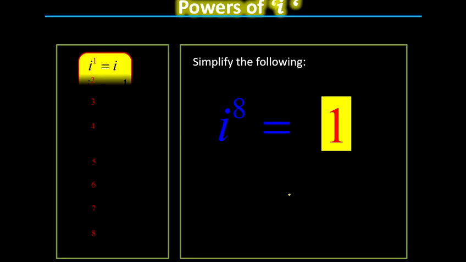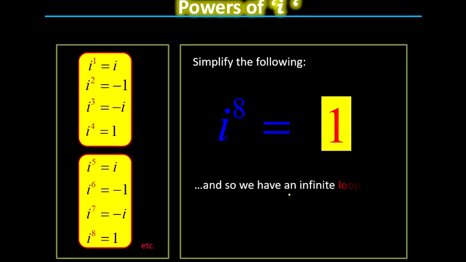You see, this is important. We have a loop here: i, minus 1, minus i, 1. This repeats. Based on this pattern, you can find any power of i.